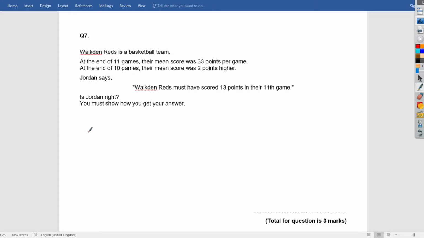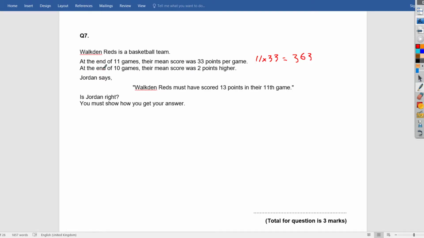Okay, let's start with this. At the end of 11 games, the mean score is 33 points per game. So that means in 11 games, each game they scored 33 points. So if you do 11 times 33, you get 363. So you get 363 points in total after 11 games.